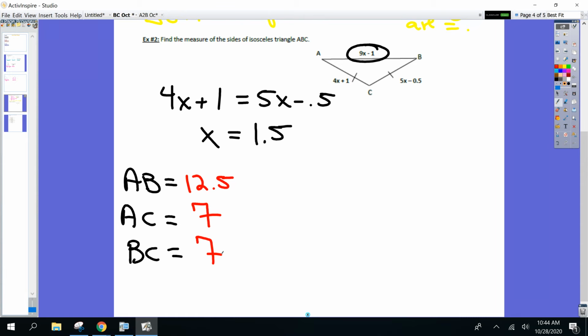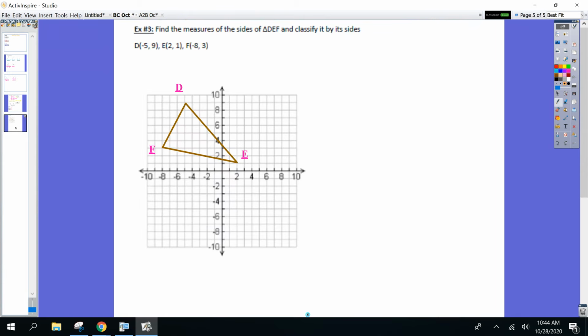Moving on. Oh, a graphing one. Here we go. I'll give you a minute. Go ahead and graph triangle DEF. And then we're going to figure out a way to determine what type of triangle this is. So take a minute. Go ahead and graph it.